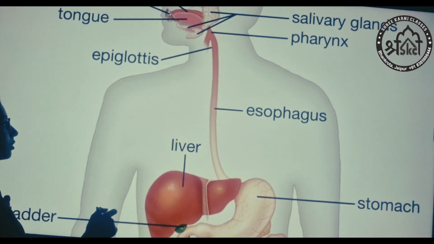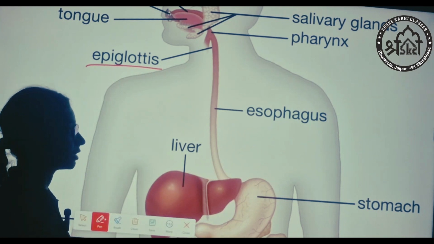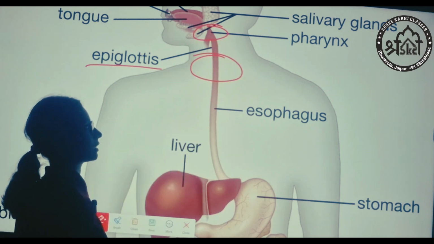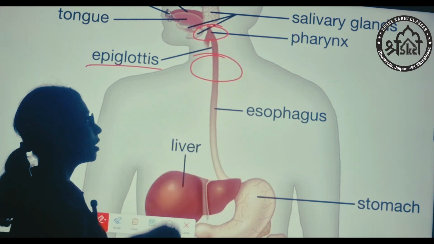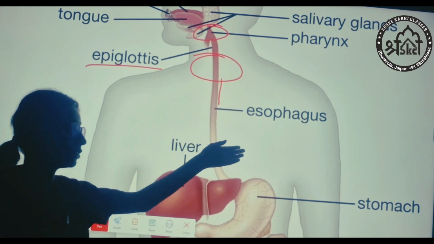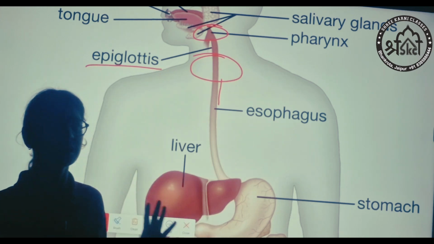And then if we talk about the next step, it is the epiglottis. Epiglottis is a sphincter-like structure present between our mouth and our esophagus, which allows the food particle to come into the esophagus. Then after the epiglottis, our food travels into the esophagus. Note my words, no digestion takes place in the esophagus.